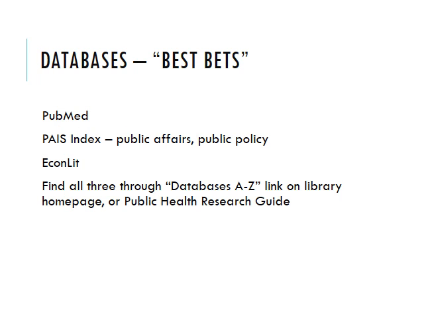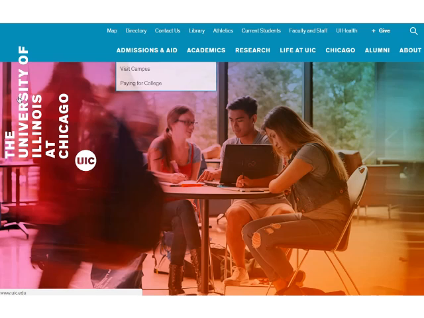These are the scholarly databases I recommend that you use for your research for this course. These are the best bets for health policy research. I imagine you've used PubMed before, but the other two, PAIS Index and EconLit, might be new to you, so we're going to take a closer look at those. Let's review how to access these databases through the library.